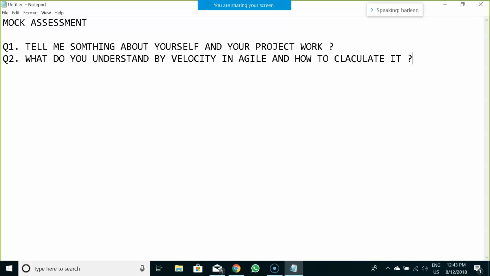Velocity is the amount of work we have, like how many functionalities we have to develop. We calculate it according to time and hours, like how many people are there to work and how many hours we have. So according to that, we calculate.